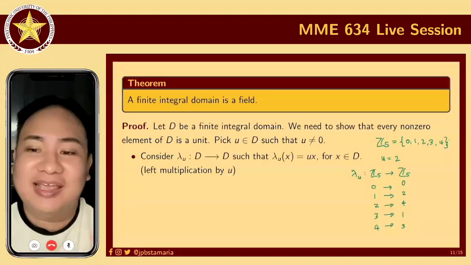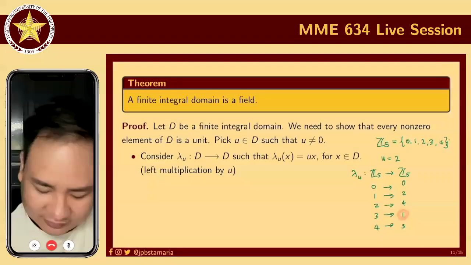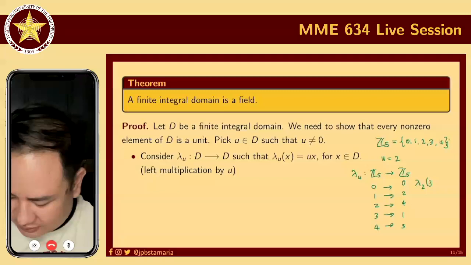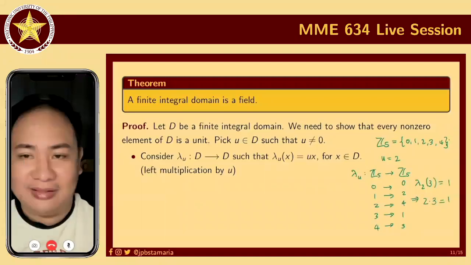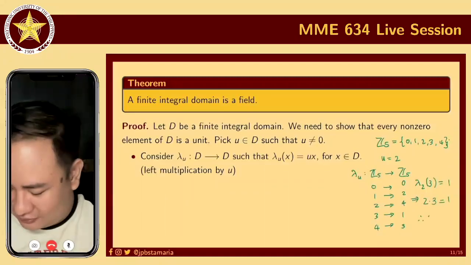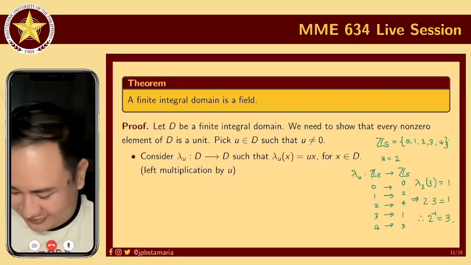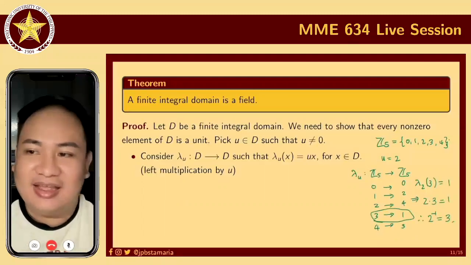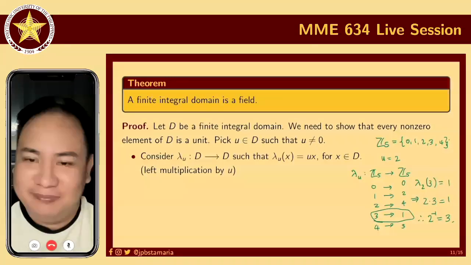Ganito yung mangyayari sa proof. Nakita nyo dito sa mga product, may lumabas na 1. Ang sinasabi niyan, lambda 2 of 3 is equal to 1. So that means to say that 2 times 3 is equal to 1. So therefore, 2 inverse is actually 3, kasi ang product nila ay 1. Naintindihan niyo? Yun yung technique. At this is one way to determine kung ano yung multiplicative inverse ng u, ng 2.